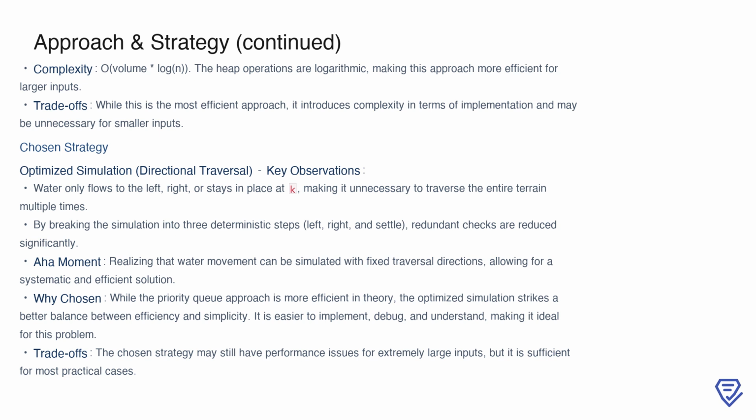After evaluating the options, the optimized simulation approach with directional traversal emerged as the chosen strategy. Water's movement is limited to left, right, or staying at the pour point, which simplifies the simulation into 3 systematic steps. By avoiding unnecessary checks, this method achieves a balance between efficiency and ease of implementation. While the priority queue approach is more efficient in theory, the optimized simulation is simpler to code, debug, and understand, making it a practical choice for this problem.